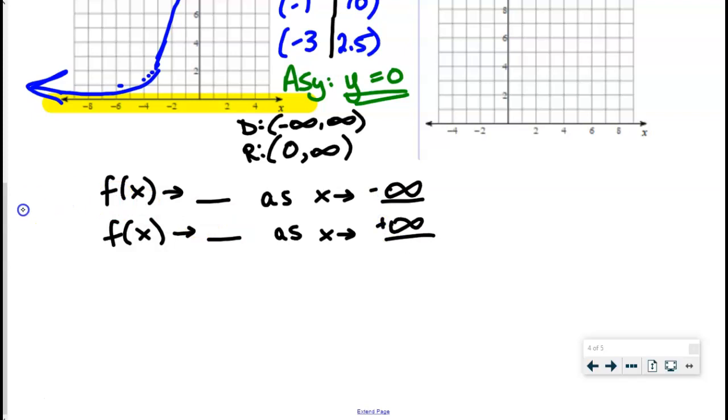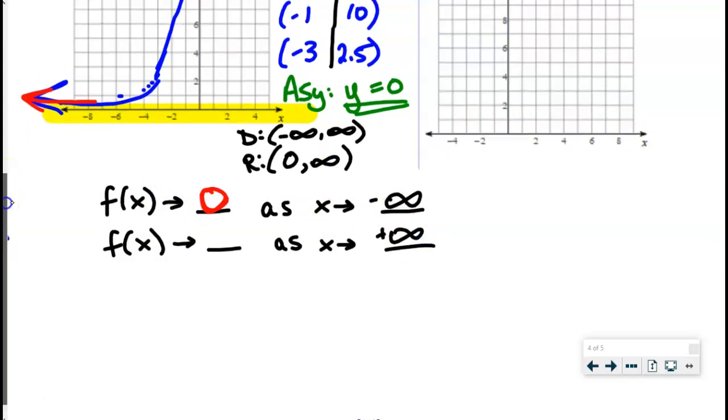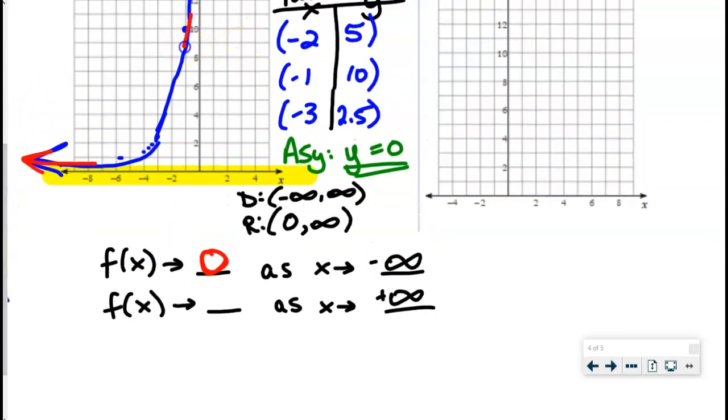When I look at the left side of your function, which I can kind of still see here, it is approaching the asymptote line, which remember is a height of 0. And on the right side of the function, which I can't really see anymore, but it's up here, it just keeps going up, up, up, up to infinity. So that's a big difference.